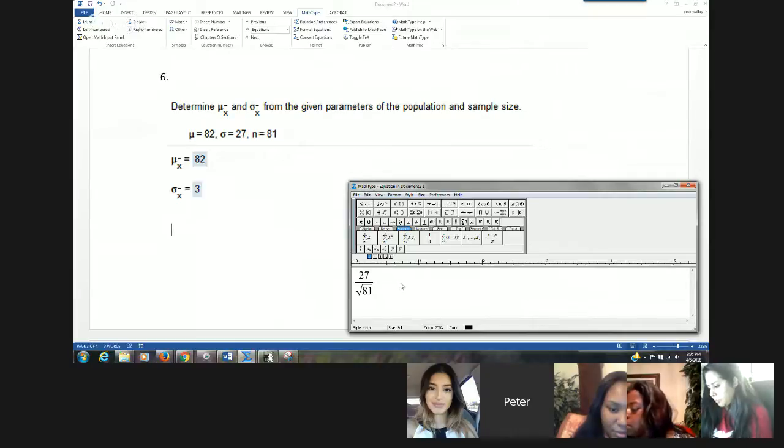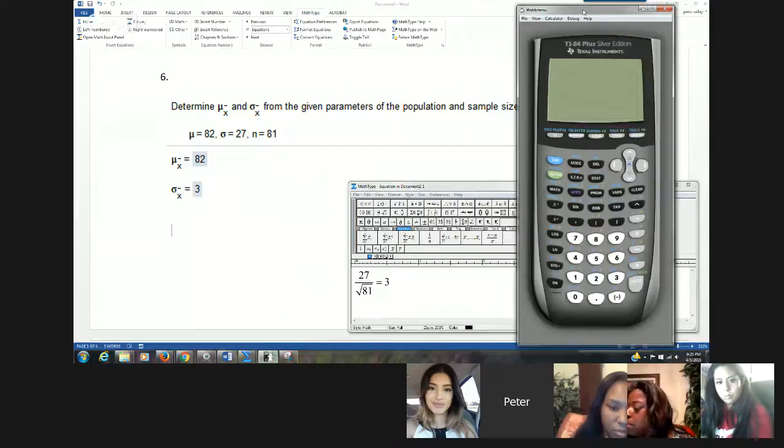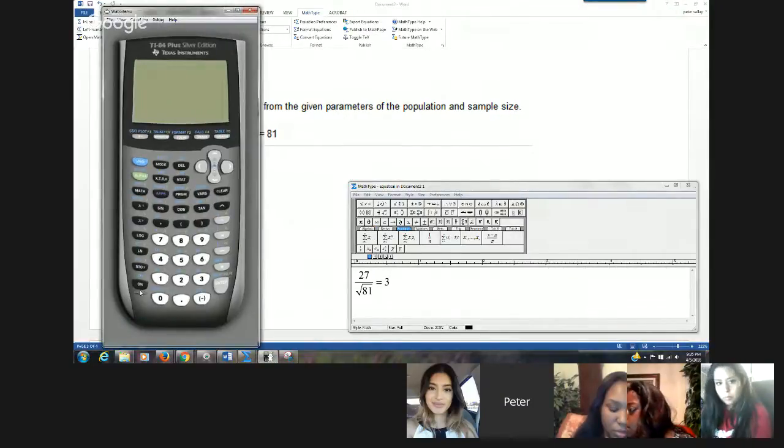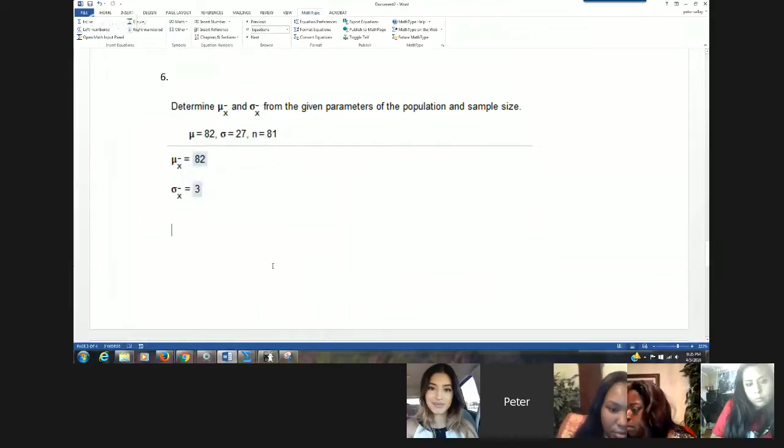which is where they're getting that 3 from. So I'm going to pull out a calculator here. 27 divided by the square root of 81, which is 9, happens to be 3, and that's what they're asking about on that one.